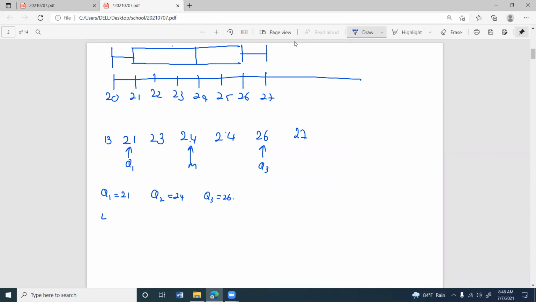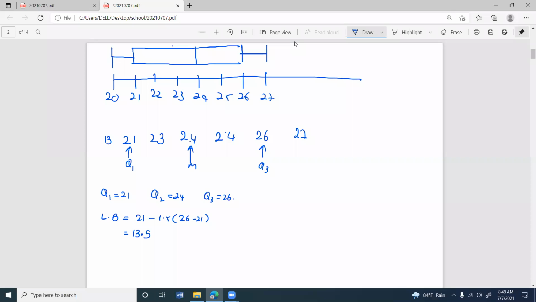Then if you get the lower boundary, this is the point you need to understand. 21 minus 1.5 times 26 minus 21. Now you get the answer, how much? 13.5. Now focus on this answer. Lower boundary is 13.5. That means in this set, we can consider the minimum value of 13.5 as a value which is reasonable to consider in this set.